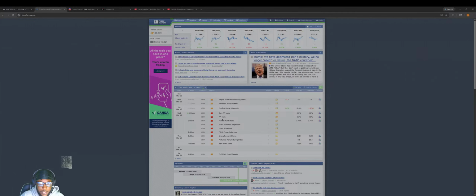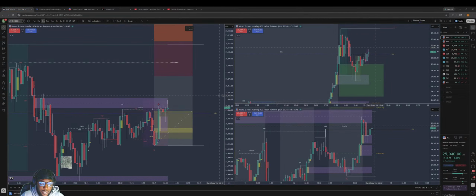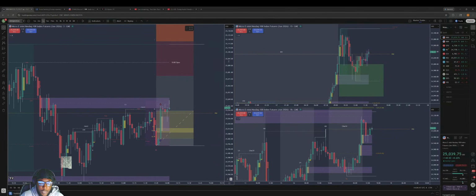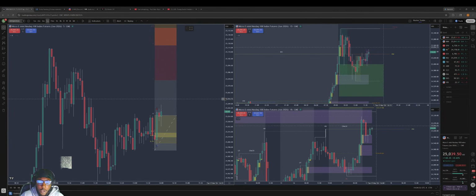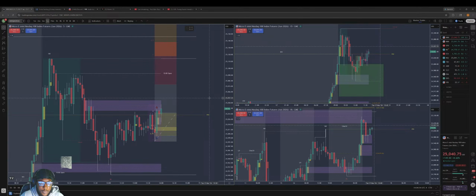So for the Ireland luncheon to be something that moves the market just says exactly what we've been dealing with since Trump has been in office. This market has been a great learning experience for sure.